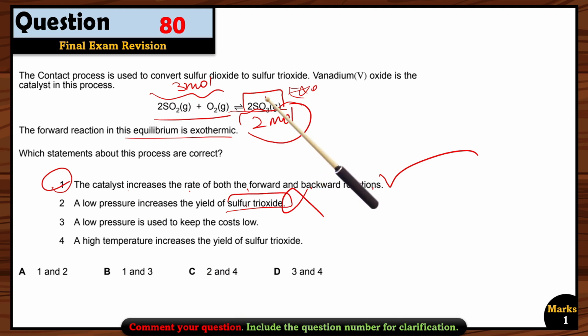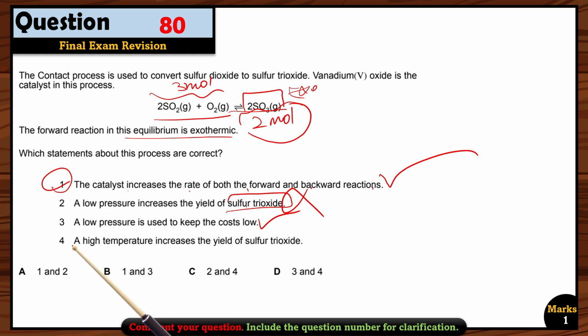So sulfur trioxide is less in number. Okay, so that's why this option is wrong. A low pressure is used to keep the cost low. Yes, that is right. Why do we use low pressure in any reaction? Because we want to save the money. Okay, so to keep the cost low, the low temperature is used.